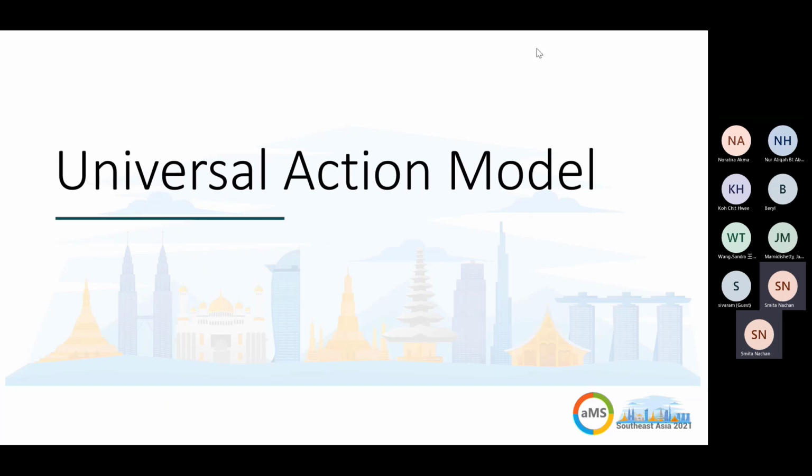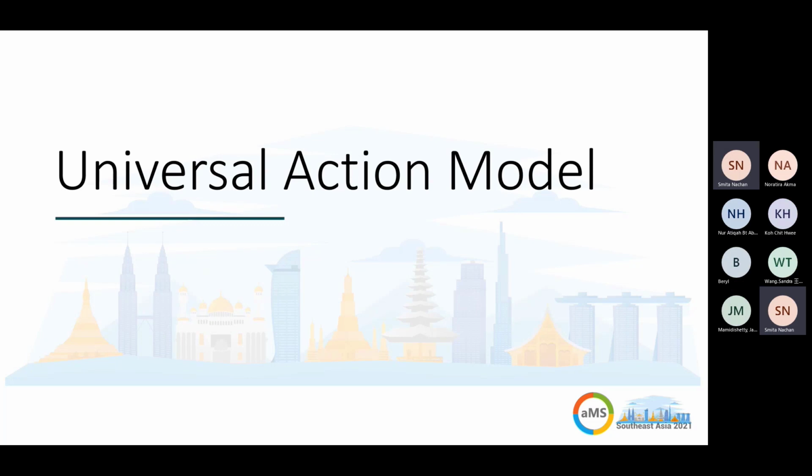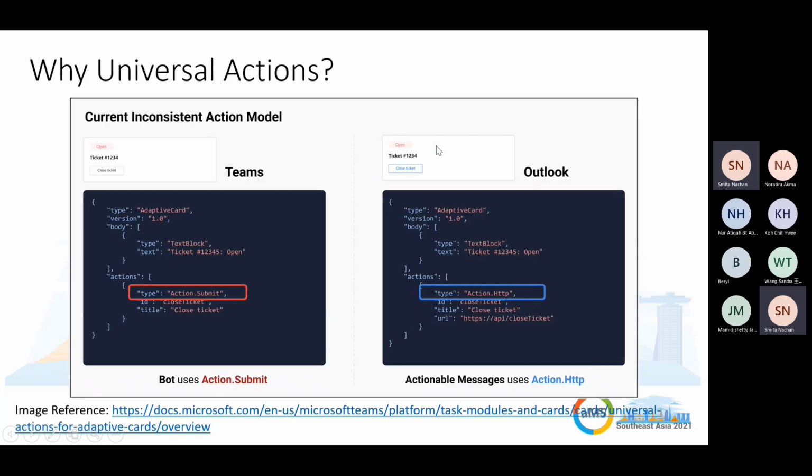So we have various host applications which have their own action model. In simple words, even though the layout and rendering for adaptive cards was universal, action handling was not. So if a developer wanted to send the same card to different places, maybe Microsoft Teams or Outlook, then they have to handle the actions differently for each of those hosts.